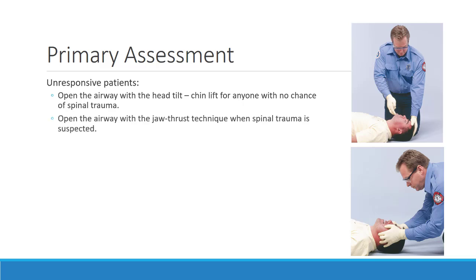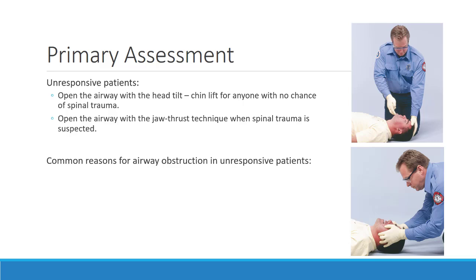We open the airway with the head tilt, or the jaw thrust. When trauma is suspected, we use the modified jaw thrust technique, which is shown in the bottom picture, and we will go through all of these in class. With the modified jaw thrust, the responder, the EMT, is behind the patient, and you're pushing up on the bottom part of the mandible, which again will raise the tongue up off the back of the airway.